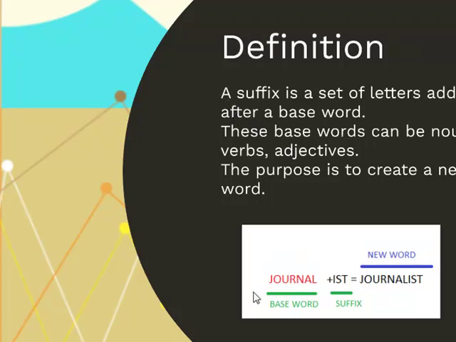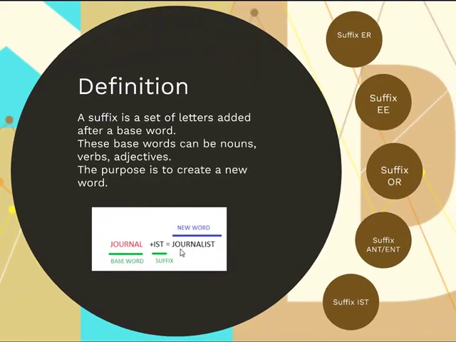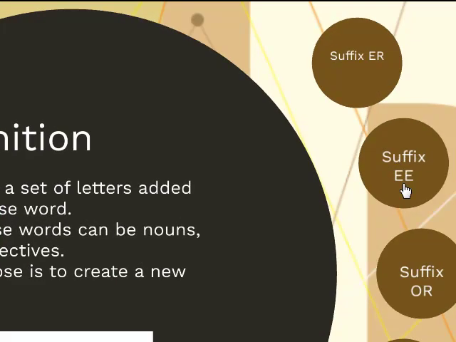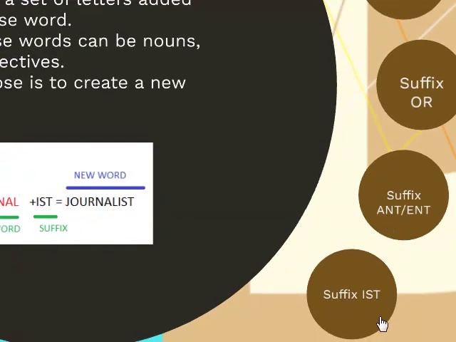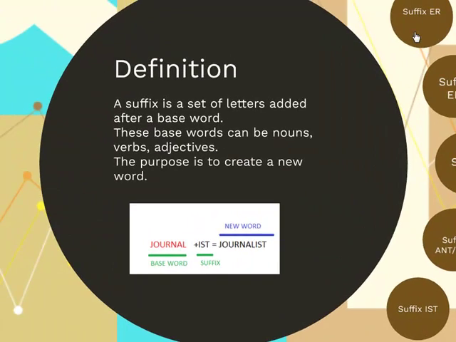So in this case, the base word is journal, plus the suffix ist, we add it at the end, and we get a new word that is journalist. So as you can see, the suffix was added at the end of the word and changed its meaning. From journal, we get journalist. And we can add different suffixes. We can add er, ee, or, and, and ist. Let's check one by one.